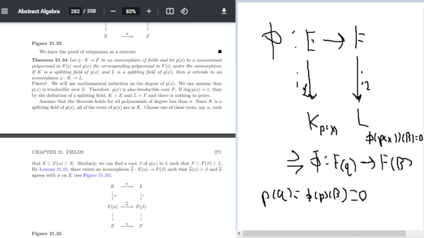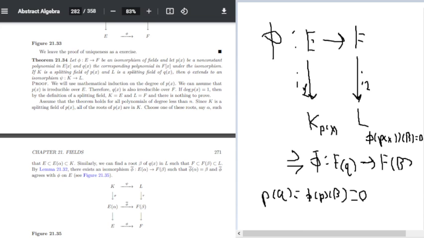Let phi from E to F be an isomorphism of fields, and let P of x be a non-constant polynomial in E of x, and Q of x the corresponding polynomial in F of x under the isomorphism. If K is a splitting field of P of x, and L is a splitting field of Q of x, then phi extends to an isomorphism from K to L.